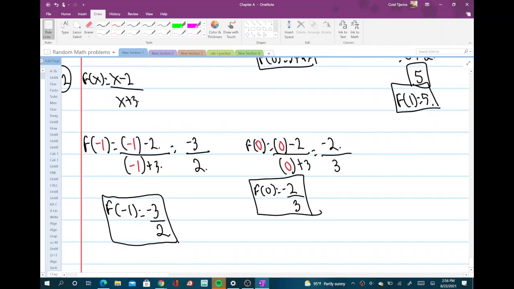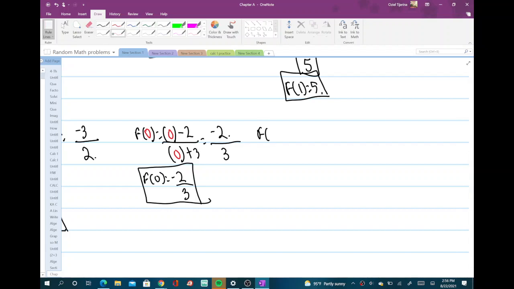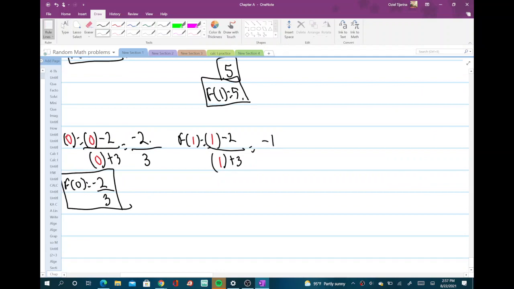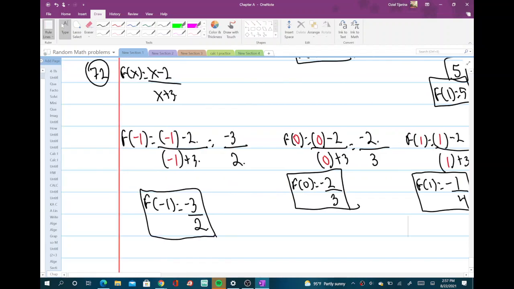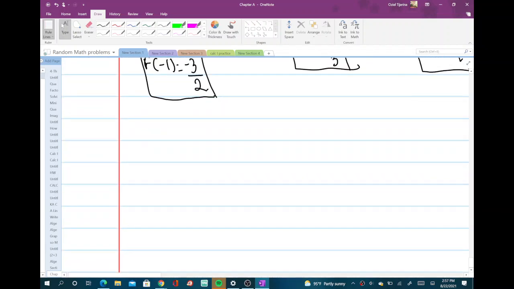And what about f of 1? So f of 1 is equal to 1 minus 2 over 1 plus 3. So 1 minus 2, that's negative 1, and then 1 plus 3 is 4. So f of 1 equals negative 1/4. Okay? All right, let's go on to number 73.